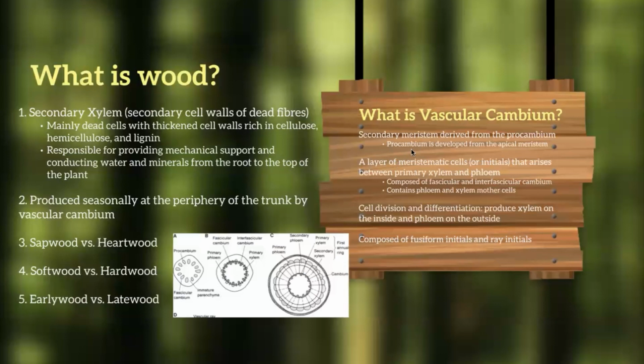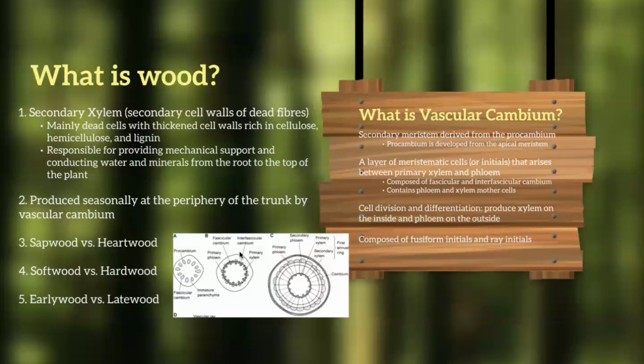What is vascular cambium? It is the secondary meristem derived from the procambium, which is developed from the apical meristem. It is a layer of cells that arises between primary xylem and phloem. Vascular cambium is composed of fascicular cambium and interfascicular cambium. The fascicular cambium is between primary xylem and primary phloem, while interfascicular cambium is between fascicles, and it links with the fascicular cambium to form a loop.